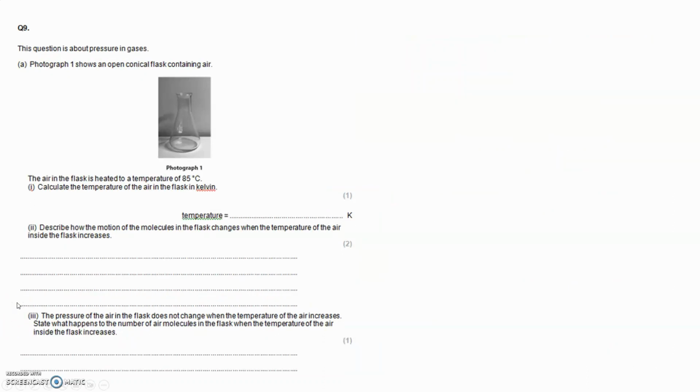So the question is about pressure in gases. Part A: photograph 1 shows an open conical flask containing air. The air in the flask is heated to a temperature of 85 degrees Celsius. Calculate the temperature of the air in the flask in Kelvin. The way that you convert from degrees Celsius to Kelvin is you take the temperature, 85 degrees Celsius, and you add 273 to it, which gives you an answer of 358 Kelvin, and that is the first mark.